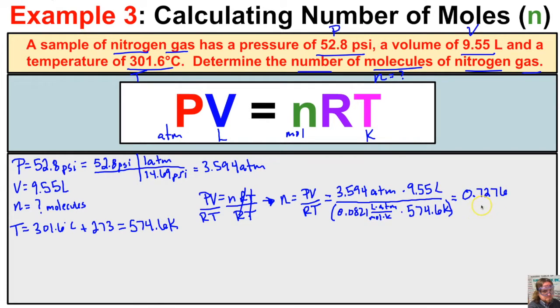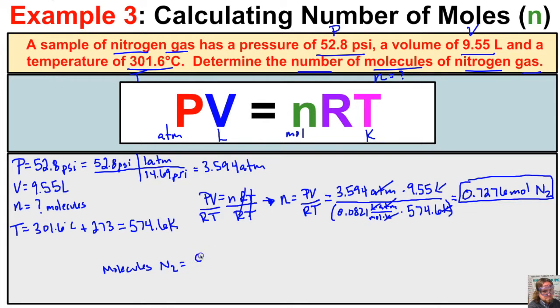Well, let's see what unit we need to attach here. It looks like atmospheres is going to cancel, liters is going to cancel, Kelvin is going to cancel, leaving us with moles. Of what substance? Nitrogen gas. Keep in mind that nitrogen is another one of those 7 diatomic molecules. So it's N2. But the question here isn't asking for the number of moles. We are asked to figure out the number of molecules of N2. So how do we do this?